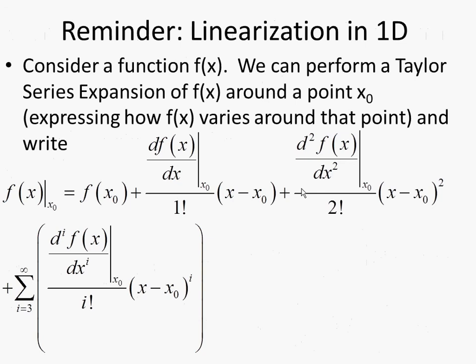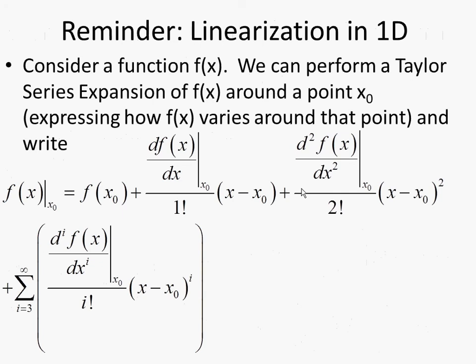Okay, so just a reminder: when we did linearization in 1D, we could consider a given function around a point, and we could do a Taylor expansion and write it as f of x sub 0, which is the basic term, plus the slope times x minus x sub 0, plus the second derivative over 2 factorial times (x minus x sub 0) squared. This is just the Taylor expansion of this function around this point, x0.